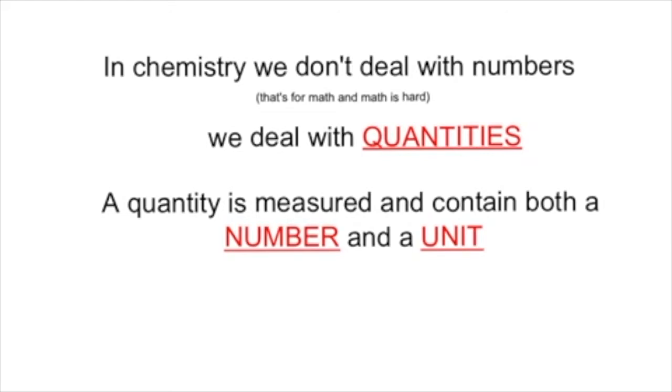No, in chemistry, we deal with quantities, and quantities are different than just numbers because a quantity is something that you measure, or it can be measured, and contains both the number as well as a unit. Essentially, chemistry and science in general is math with a purpose. Math says 2 plus 2 is 4. Science explains why we are adding 2 plus 2 to equal 4 in the first place.